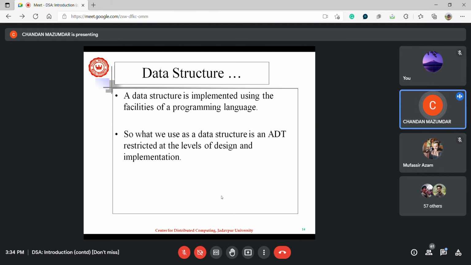So what we use as data structures in the implementation is an ADT restricted at the levels of design and implementation. For example, somebody was asking whether they can use the STL, the Standard Template Library. Now, STL is an implementation. When you use that, you must understand that there are certain restrictions at the design level as well as in the implementation. If you do not know that, then at some point in the program life cycle the program may fail because of data structure restrictions we have not understood. Up till now, if there are any questions, tell me, because I have only one more slide and then I'll stop.